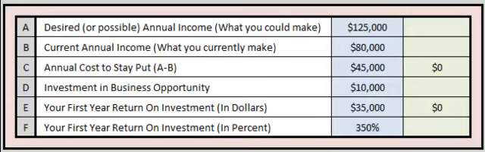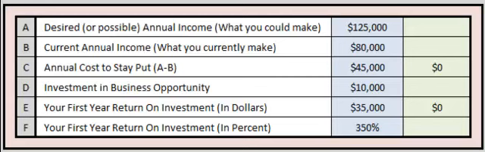Row A is your desired or possible annual income. In other words, what could you make if you invested in this particular business opportunity? And in this case, in our hypothetical example, we'll say that you could make $125,000 a year. Row B then is your current annual income. In other words, what you currently make from your job or your career or the position that you have right now. And in this case, we're going to say that you make $80,000.